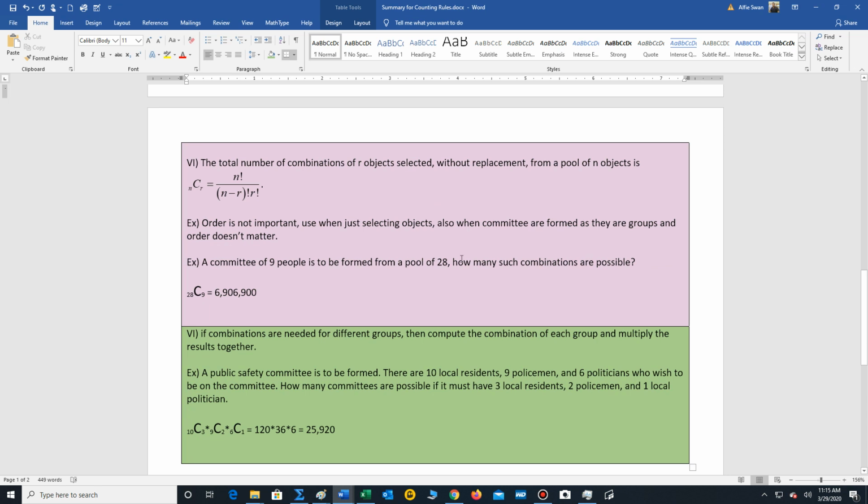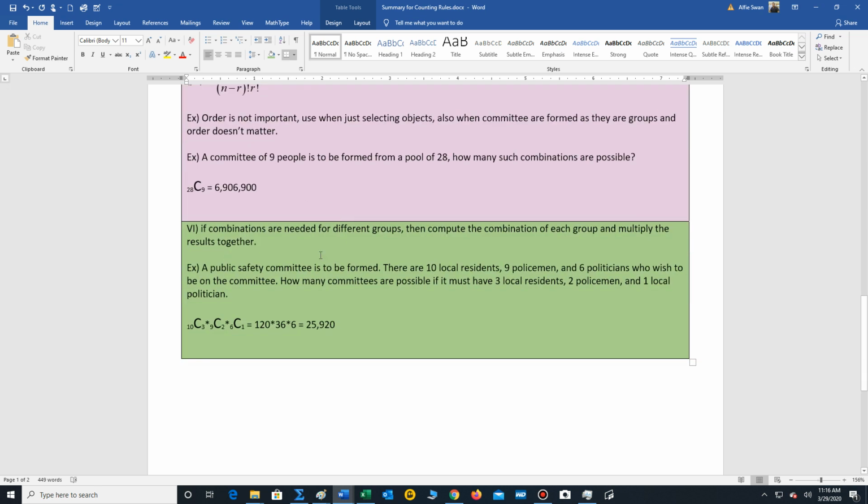So let's look at a problem. A committee of 9 people is to be formed from a pool of 28. How many combinations are possible? Well, that's 28C9. Let me just verify this. It looks like a pretty large number. And yes, that's correct, 6,906,900.